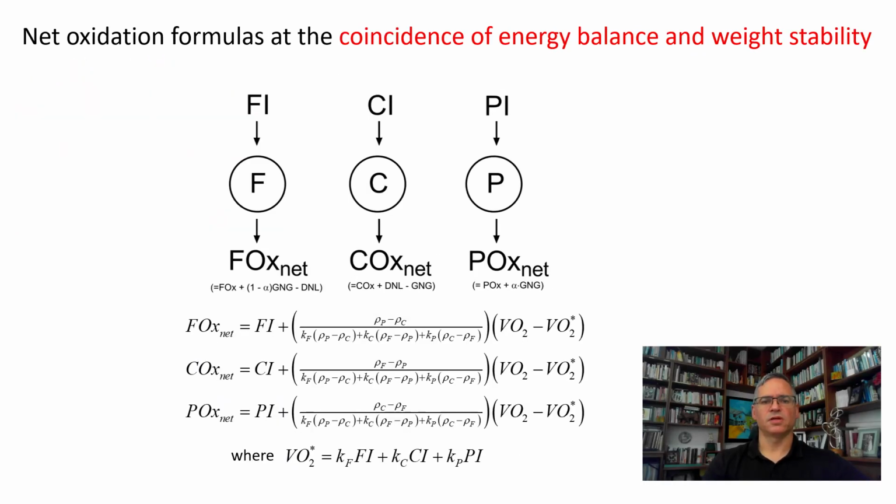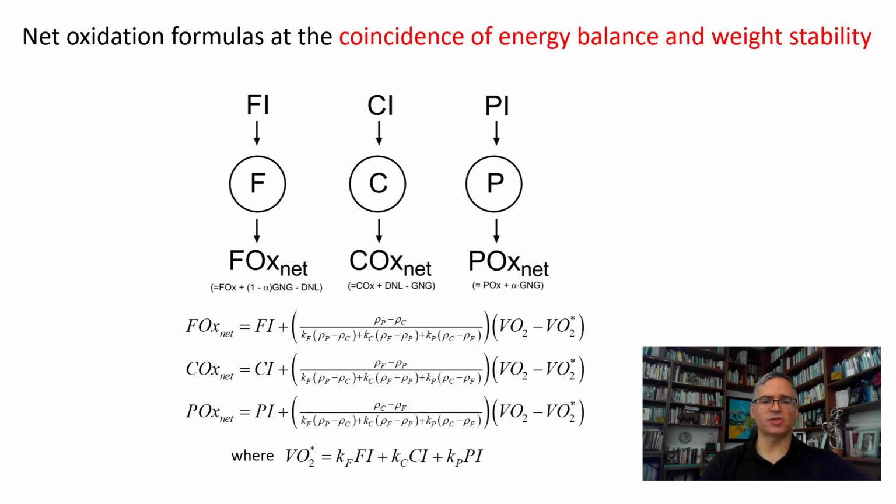This slide shows the solution of the previous formulated system in abstract format. Note that the solution asserts, in accordance with the calories in, calories out theory, that at the coincidence of energy balance and weight stability, the net oxidation of each macronutrient is exactly determined by its absorbed intake and the VO2 deviation, where recall that VO2 asterisk is the O2 volume required to completely oxidize the total absorbed macronutrient intake.